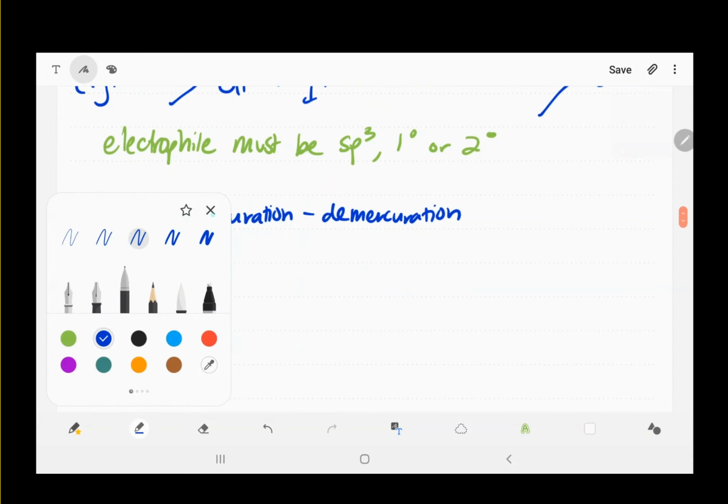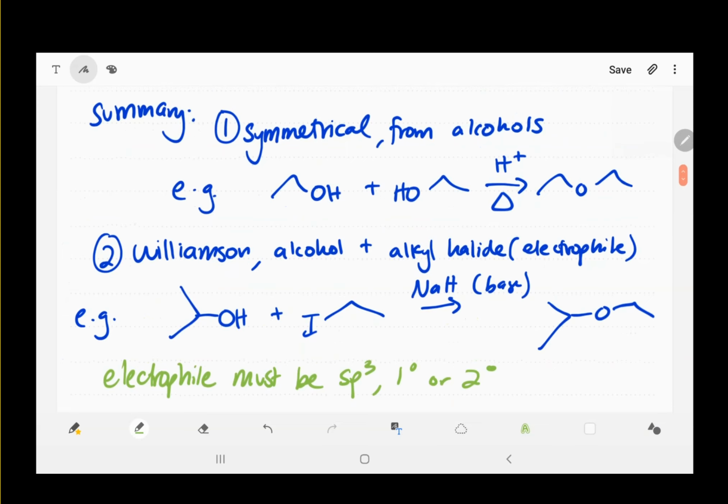All right, and then I should mention that, again, it is unlikely with tertiary ones. If you have a tertiary one for your symmetrical ether, you might end up getting elimination instead. You might go through an E1 pathway if you go through this sort of process. You could potentially make it, but it's unlikely. So just remember, elimination is competing here.